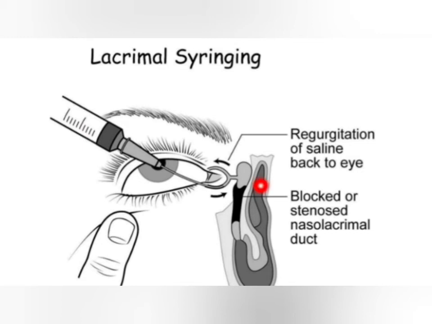And suppose you are doing patency test by syringing, and you are putting water from the lower punctum, that means lower canaliculi, and water is coming from the upper canaliculi, then it indicates there is some blockage present in the lacrimal sac. Okay, so this is how you will get to know whether a blockage is present or not.